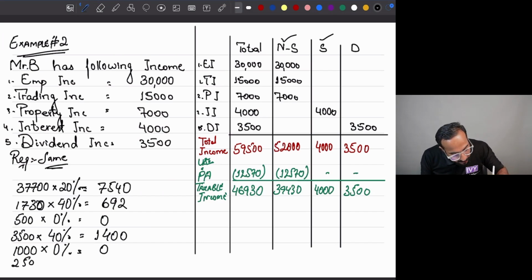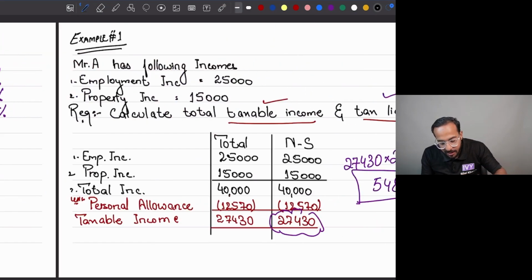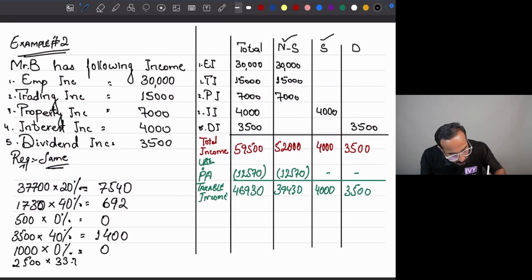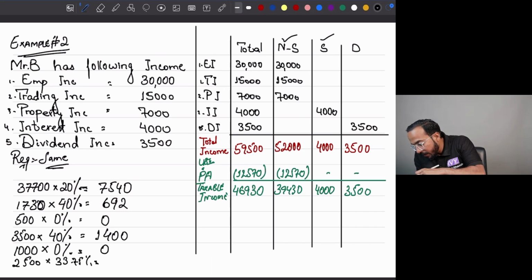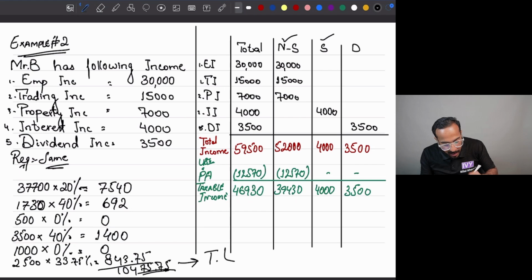The 2,500 pound will be taxed at, what is the tax rate? The tax rate is 33.75%. I need the help of the calculator. It's 843.75. You need to add, and it's 10,475.75. It's your tax liability.